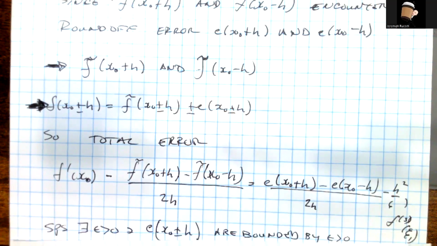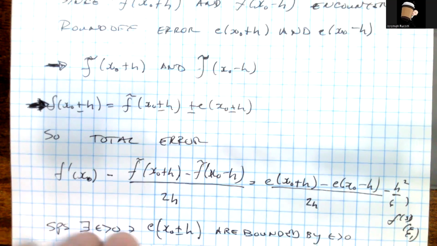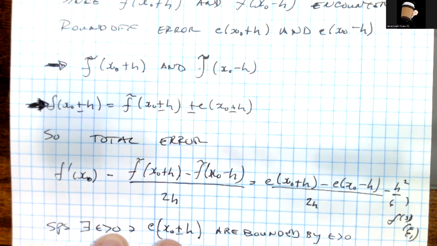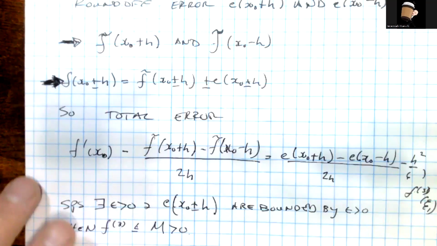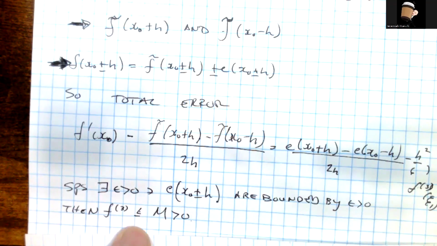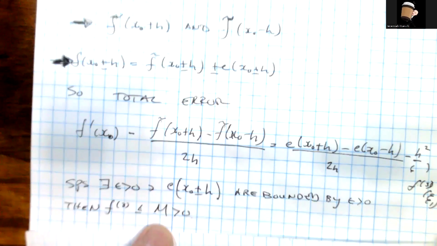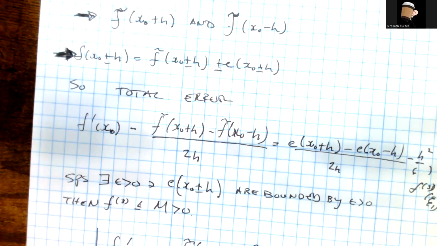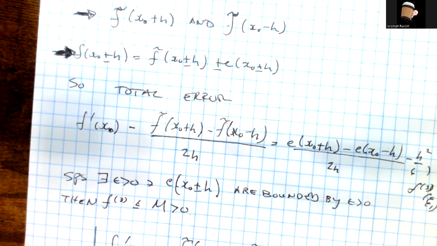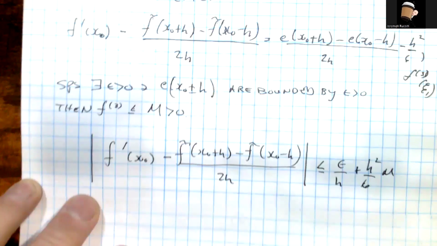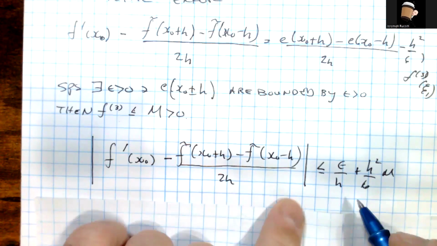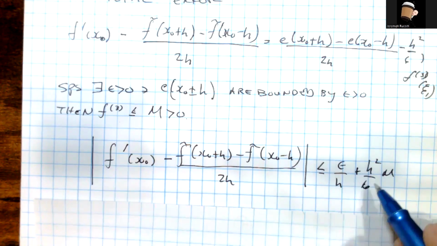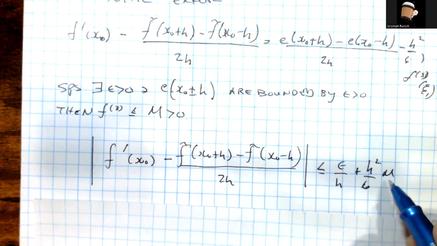Okay, so if we assume that the bound of this error term exists, then there is some epsilon that's larger than 0 that creates a bound, and a bound for the third derivative, which is also going to be bigger than 0. And if that's true, then we can say that the size of our error in this approximation is going to be bounded by this value here. So the absolute value of this error is going to be less than epsilon over h plus h squared over 6 times M.